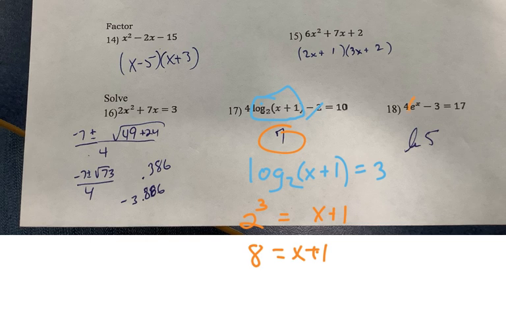Just like the last one, isolate. So isolate e to the x. So I'm going to add 3 and divide by 4. So that's 20 divided by 4, which is 5. And once you get that e by itself, you take the natural log of both sides. The beautiful thing about e and natural log is they're inverses of each other, so they cancel each other out. And so that's why I have natural log of 5.